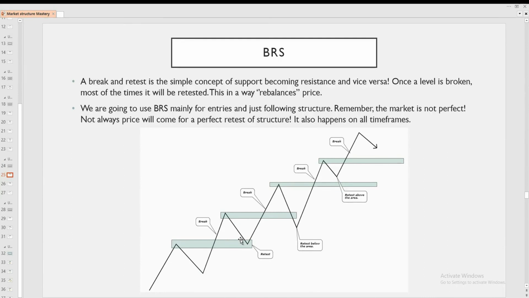Because as I mentioned in the beginning, the market cannot just move up, right? Remember from the first slide, the market cannot just move up and continue. It has to rebalance, and it rebalances in the form of a pullback, in the form of a higher low or a lower high, or in the form of a retest of previous broken structure. Okay, so another concept for you to learn. We are going to use BRS mainly for entries and just following the structure. Okay, so for entries on the 50-minute, it's pretty important to understand this formation.